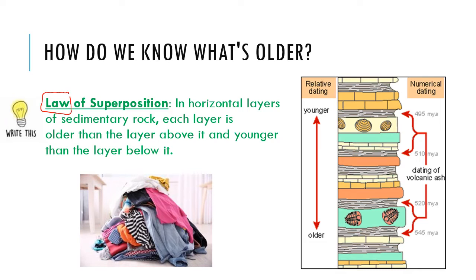Superposition. So this law says that in horizontal layers of sedimentary rock, each layer is older than the layer above it and younger than the layer below it. Basically, it's saying that our oldest fossils are going to be found lower in the ground, and our younger fossils are going to be found higher in the ground.